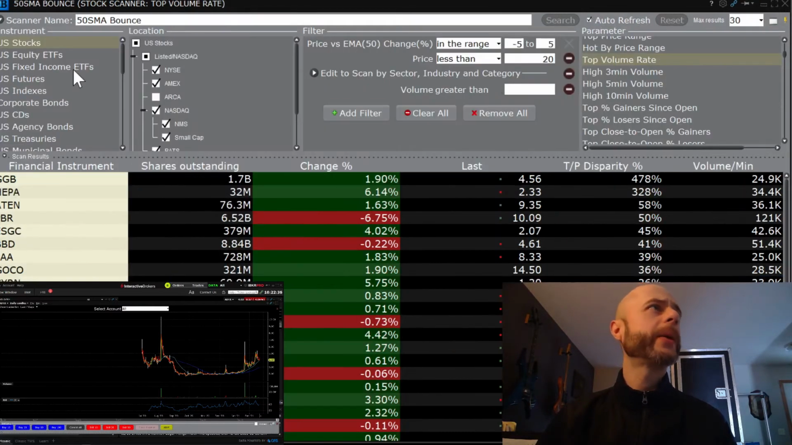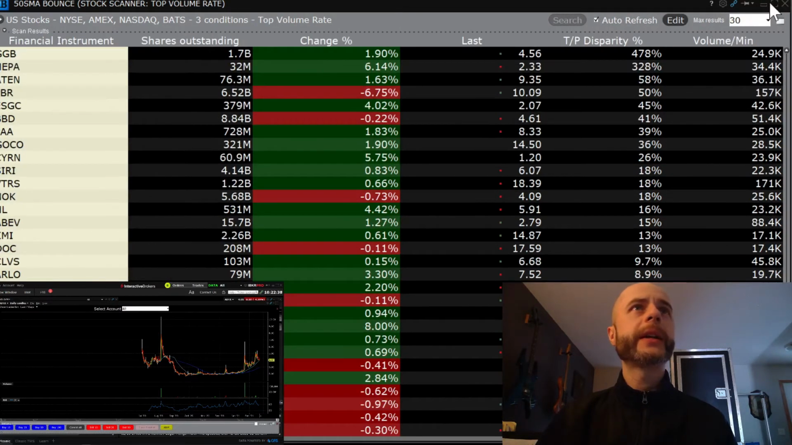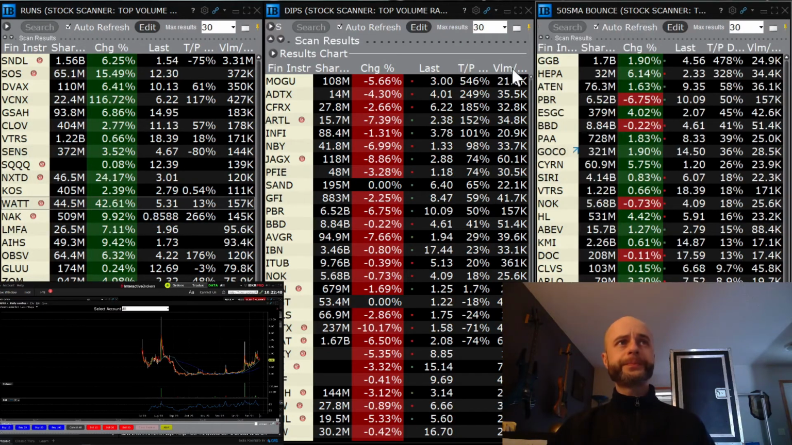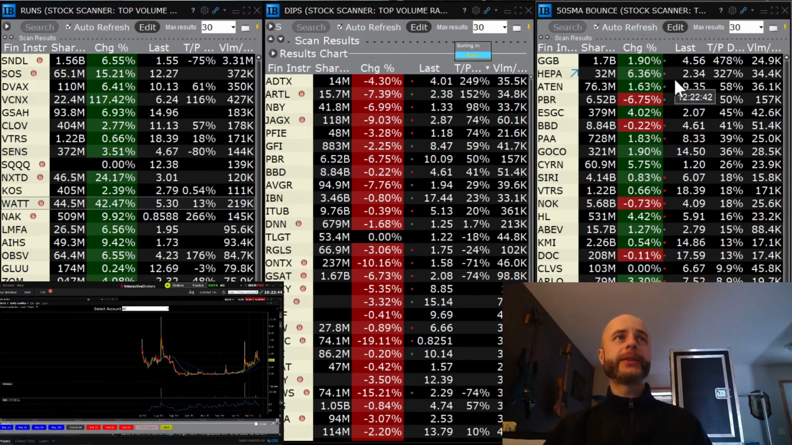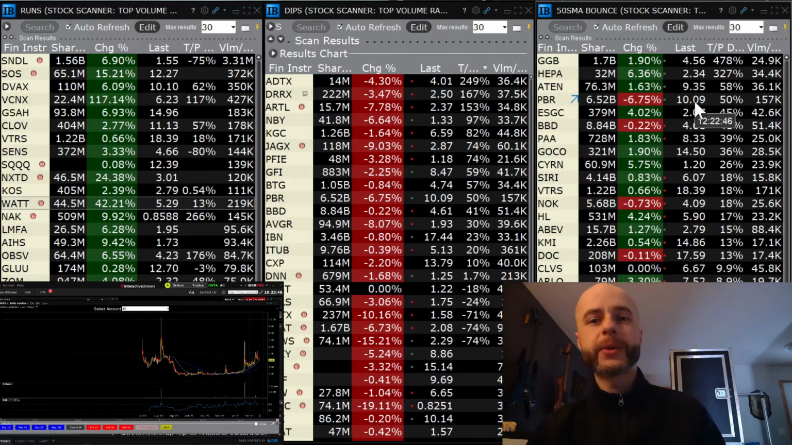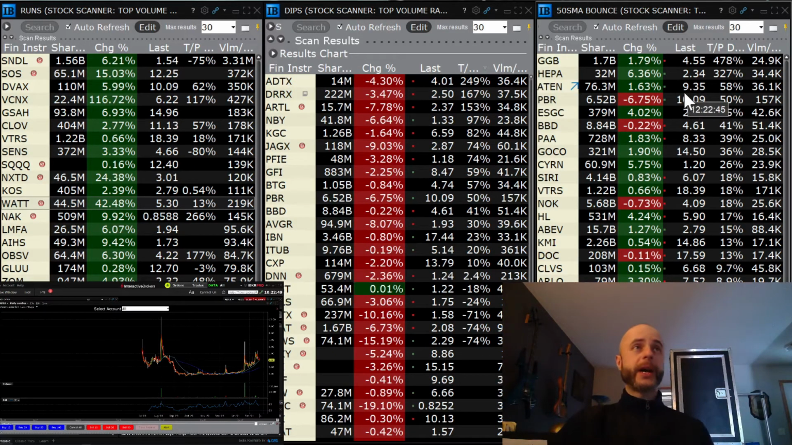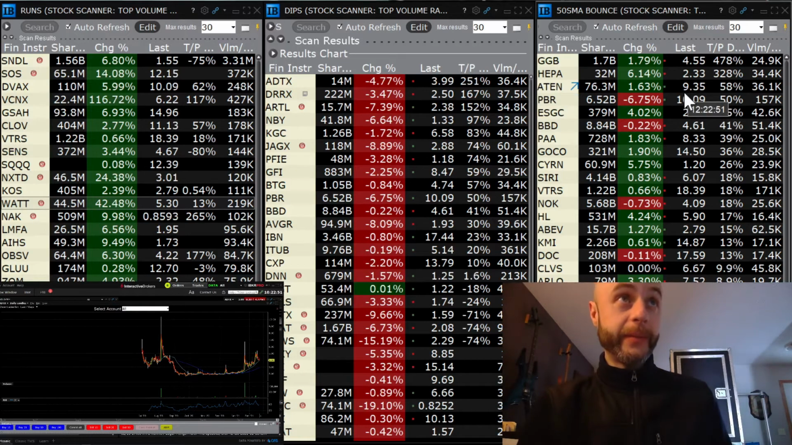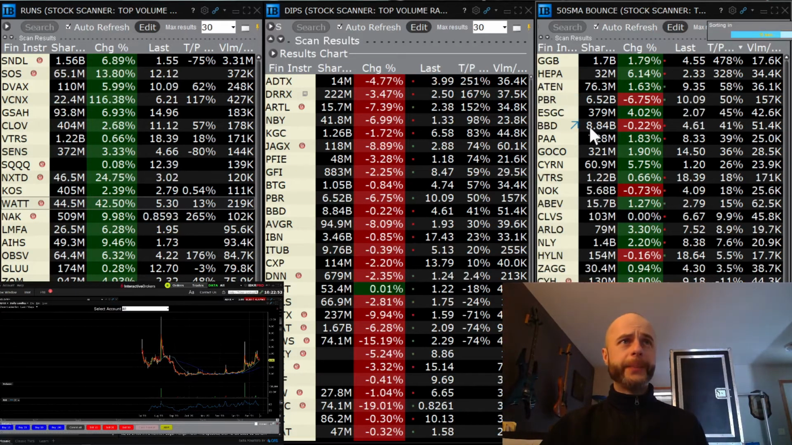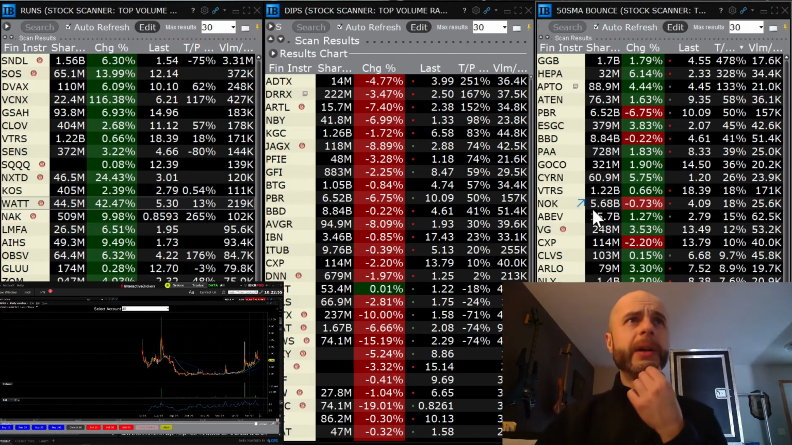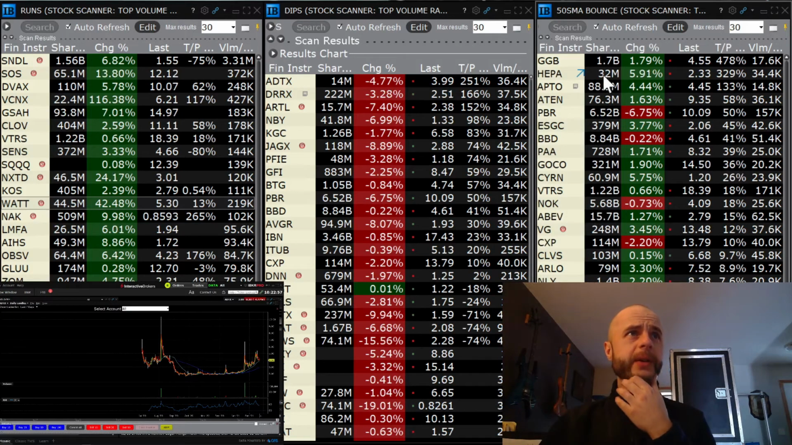Oh, I messed that up. I gotta reduce that, get it back to its normal size. And so we can see that HEPA, which we're already playing, is doing still within that 5%, but trending upwards now as we're playing a 50 SMA bounce on that one. Nothing else super interesting on here.